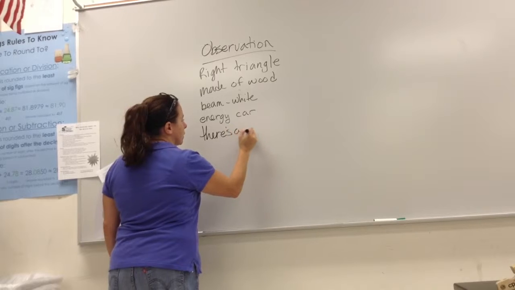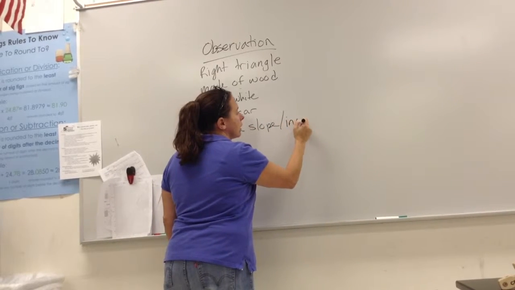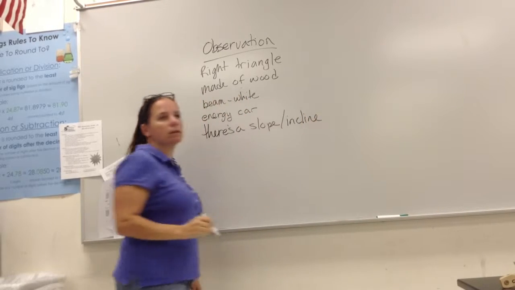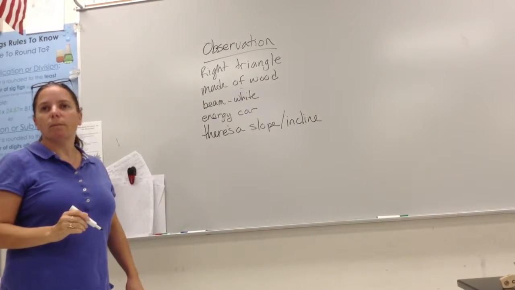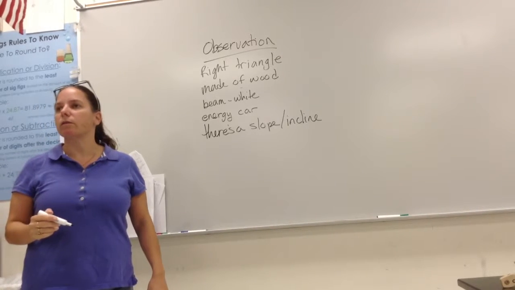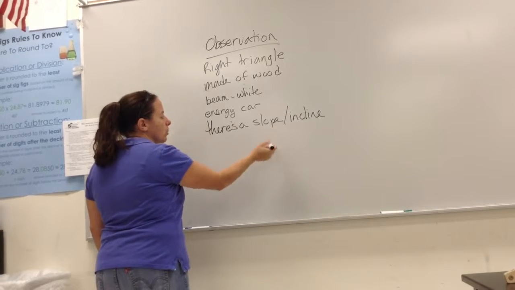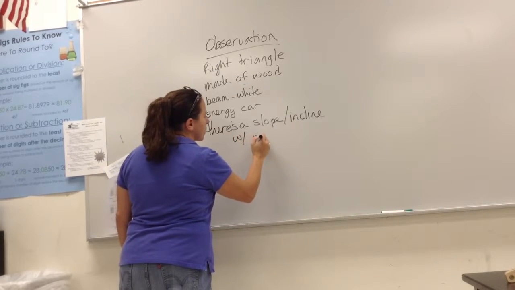Marks. There's a slope. We could also call that an incline. Okay. I heard there's markings. Where are there markings? On the wooden thing. Okay, on this incline, right? There's a slope incline and it has markings.